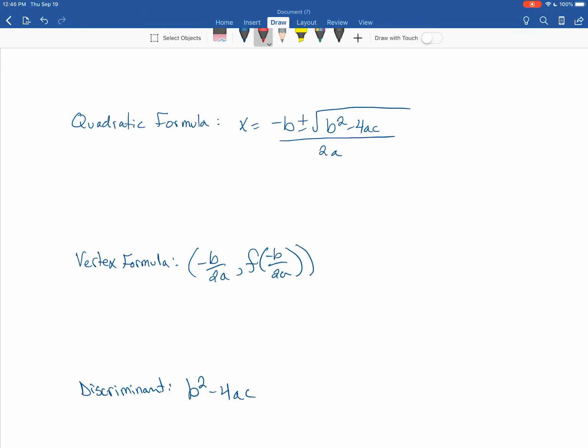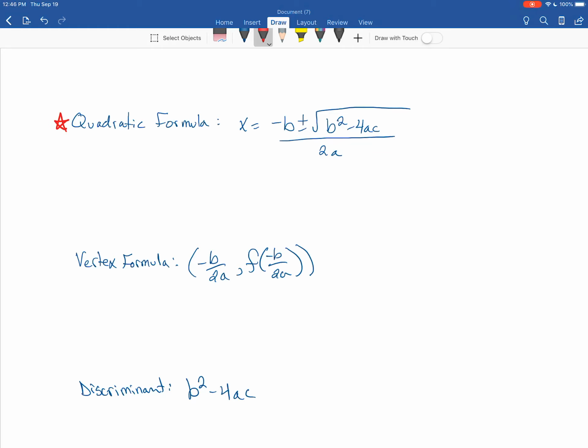Okay, so there are several formulas in Module 17, and it can seem really overwhelming, but what I want to show you is that there's not really that many different formulas that you might think there really are. So what appears to be three totally different formulas: the quadratic formula, the vertex formula, and the discriminant formula. Really, all of those three are held in this quadratic formula.